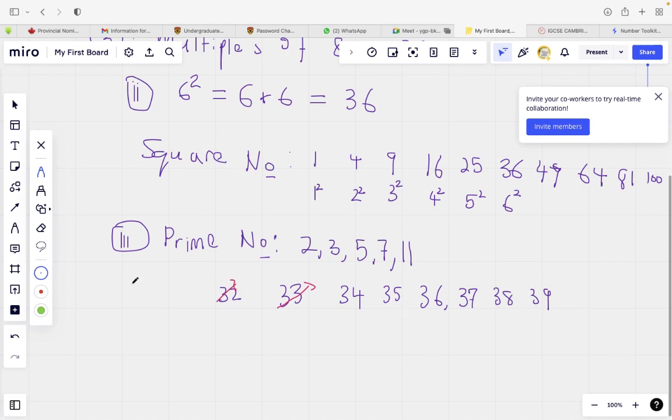So we're going to cancel out all the numbers that are not prime numbers and circle the only one that is a prime number. So this is not a prime number. This is not a prime number. This is a prime number. So we circle the prime number. This is the prime number. This is not a prime number. And this is not a prime number. So this is our answer: 37 for prime number. The number that's a prime number is 37 for this question.